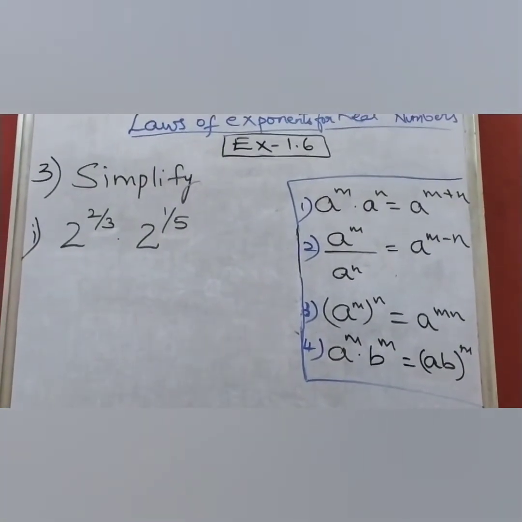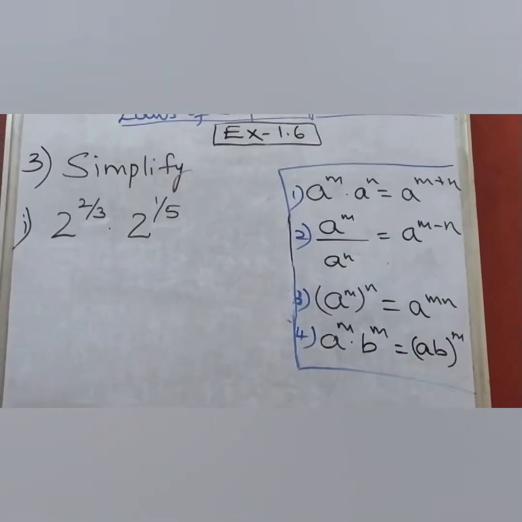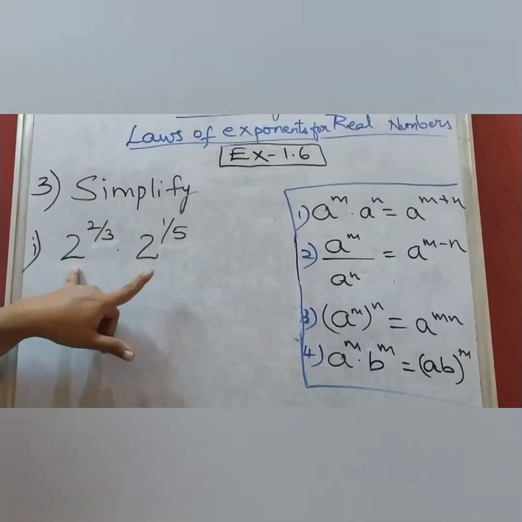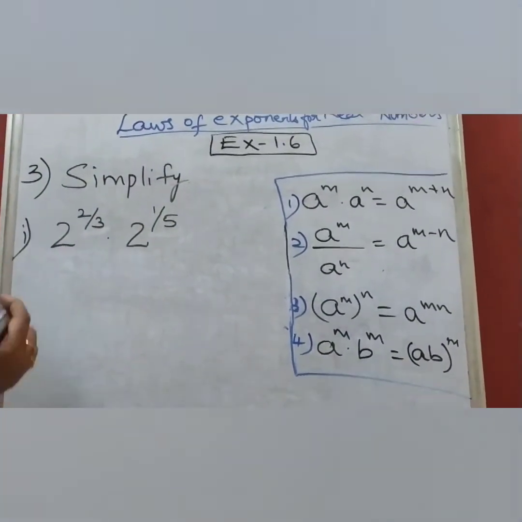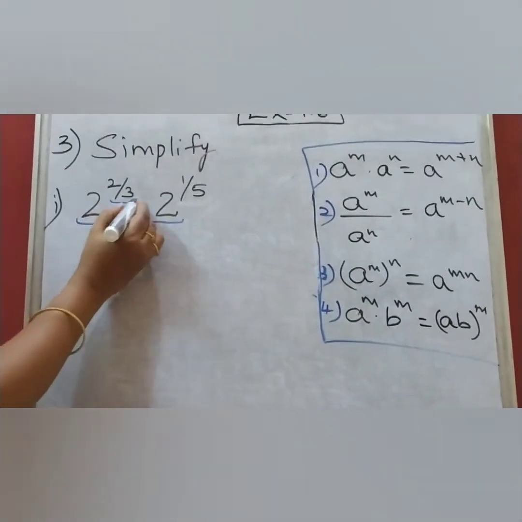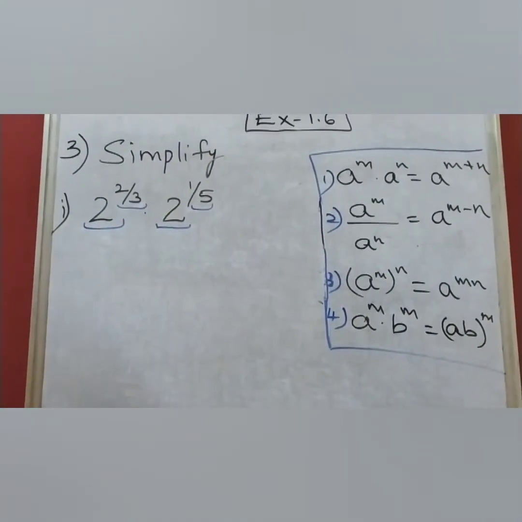Laws of exponents for real numbers, exercise 1.6. We are doing last main, third main, which says simplify. Here, children, we are going to use laws of indices. Now see 2 and 2, this is called base and this is called index. So here you see 2 and 2 are same. So base is same but powers are different. Which formula can we use? In these 4 formulas, which formula can we use?